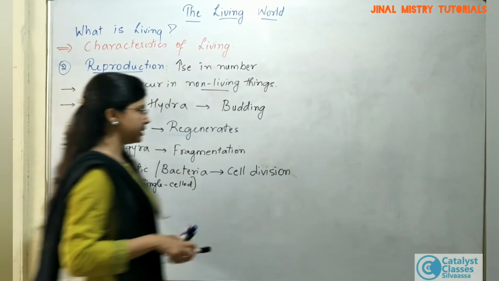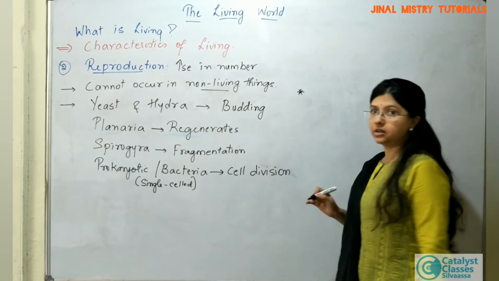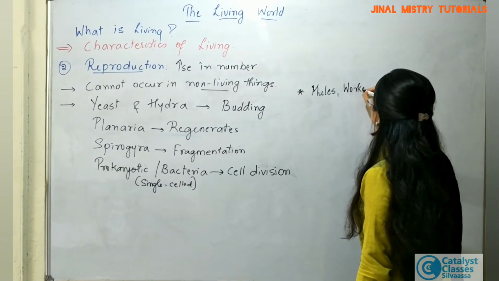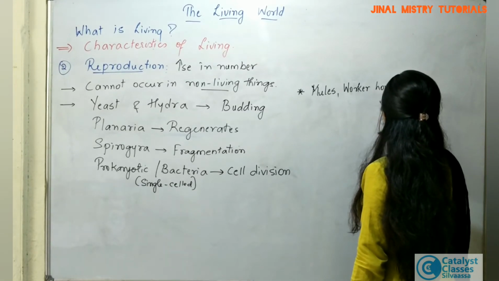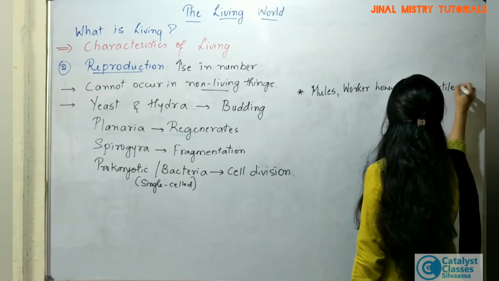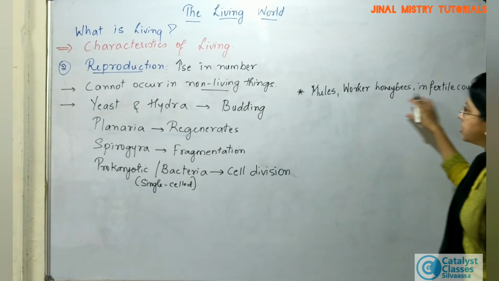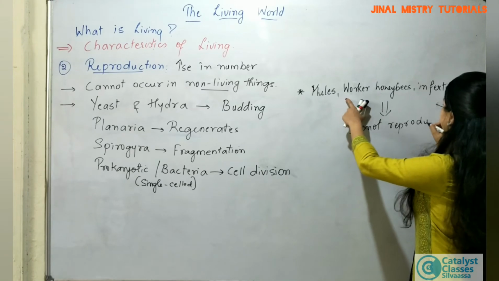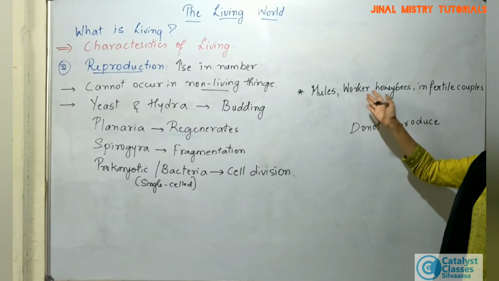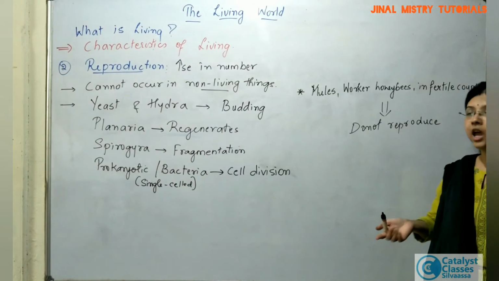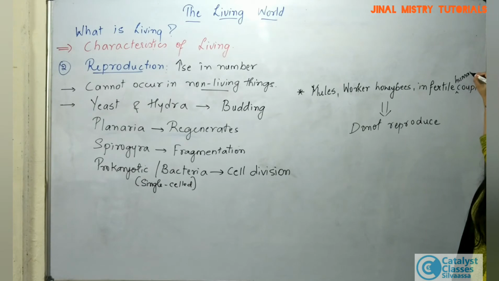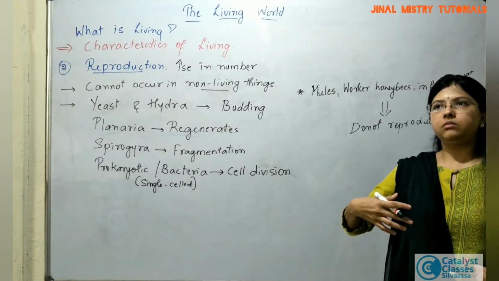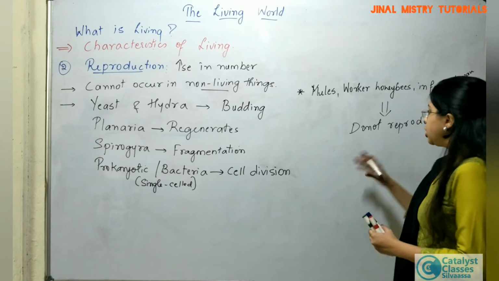But again, there are exceptions. There are certain organisms, like you will see mules, then worker honeybees, and you can also find infertile couples. These are certain organisms which do not reproduce. They are living. Mule is a living organism. Honeybees are living. Human beings are living, right? But these infertile human couples, mules and honeybees, they do not reproduce because of any kind of natural genetic makeup problem inside the body. So they do not reproduce.